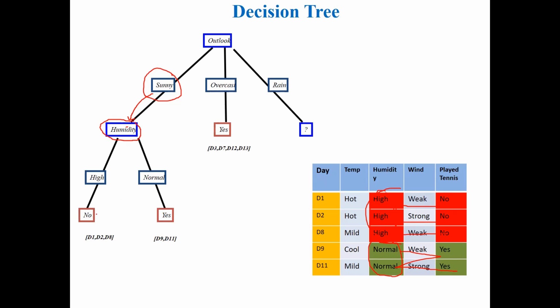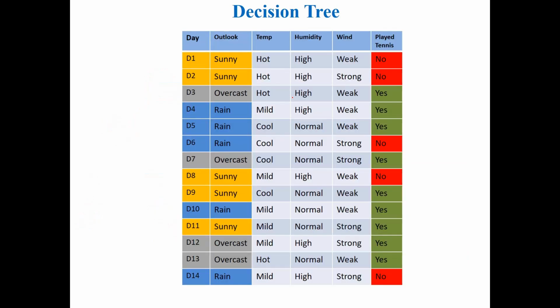So now this can be the leaf node. There will not be any further split here. Okay, so now we are confirmed with 3 leaf nodes: this yes for overcast, this yes for normal, and this no for high. Now we are still remaining with this question mark for the rain value. So we will do the same calculation for this rain value.